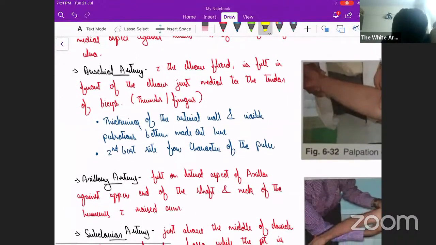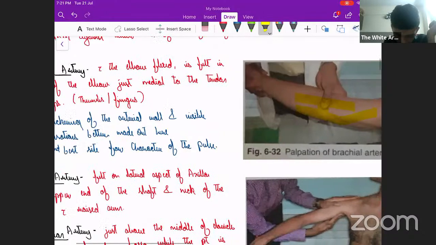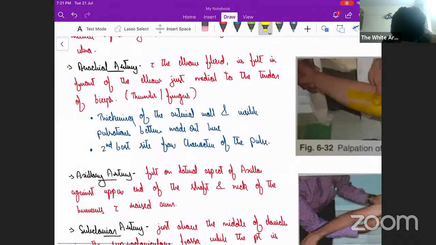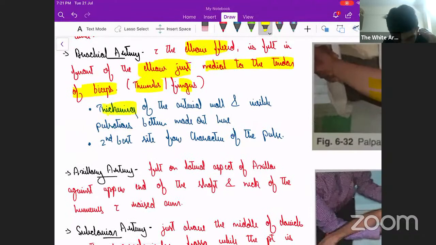As mentioned over here, with the elbow flexed, it is felt in the front of the elbow, just medial to the tendon of biceps, with thumb or fingers. What is important is that thickening of the arterial wall and visible pulsations are made out better over here than in the radial artery. If you're not able to make it out in the radial artery, come back and do it over here, because it is better felt in the brachial artery.